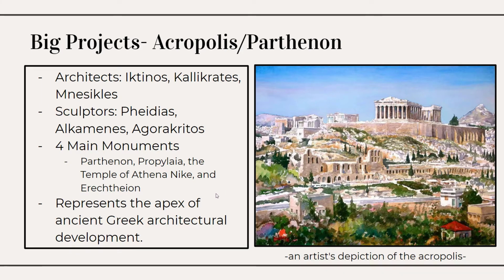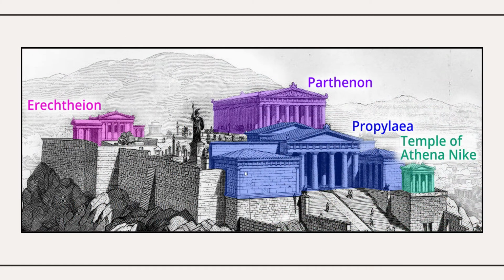The Acropolis basically represents the apex of ancient Greek architectural development, and it was the biggest project by the Greeks and the most well known as well. Alright, we have the Erechtheion, the Propylaea, the Temple of Athena Nike, and the Parthenon.